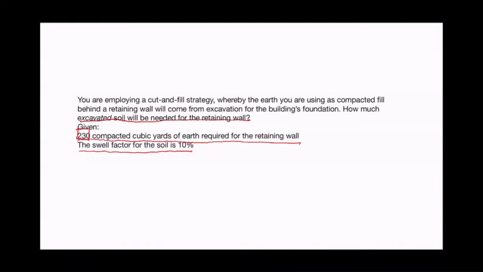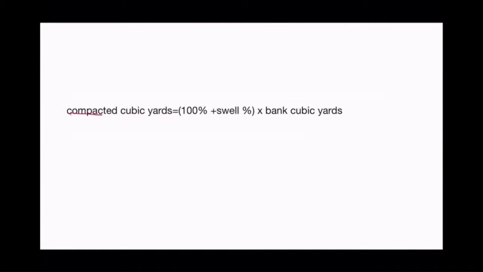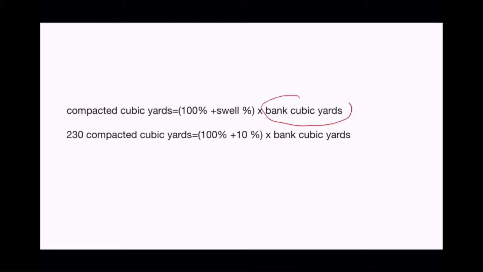All right, so what's this? Well, it's pretty straightforward. The compacted cubic yards, that's what we have at the end, is equal to 100% plus the swell factor times the bank cubic yards. But this time, instead of being able to fill in this, we're able to fill in this. So 230 equals 110% of what? So we can divide 230 by 1.1, and we get 209 bank cubic yards.